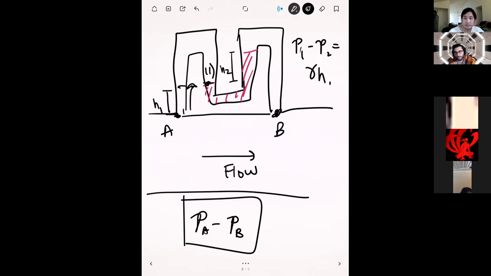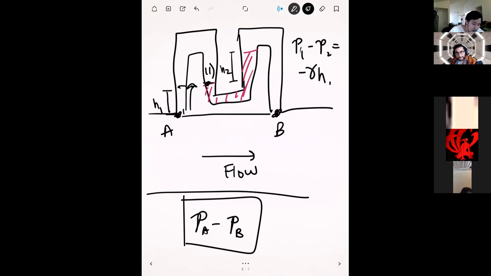Does that make a little bit more sense? A bit. Yeah. So there's a question in the chat. How do you know when to make gamma H positive or negative? So remember, what we know from hydrostatics is that points that are at a deeper depth are always going to be at a higher pressure, right?